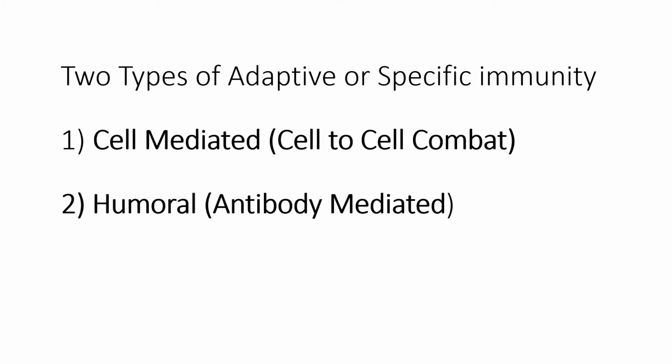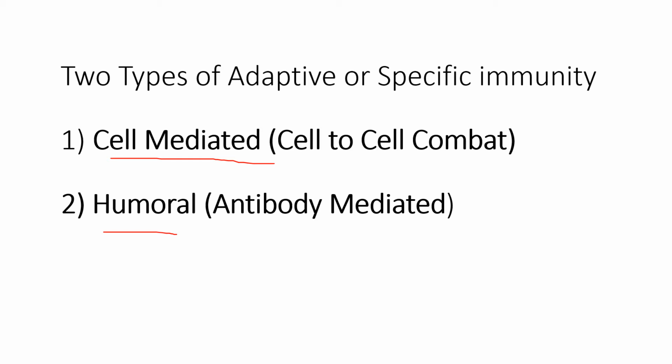So two types of adaptive or specific immunity. You have cell-mediated and humoral. Okay, so here we go. We're talking about this system that's very specific, and there's two basic branches. One is the cell-to-cell combat guys, and that would be your T cells. The other is the humoral or antibody-mediated, and that has to do with your B cells.